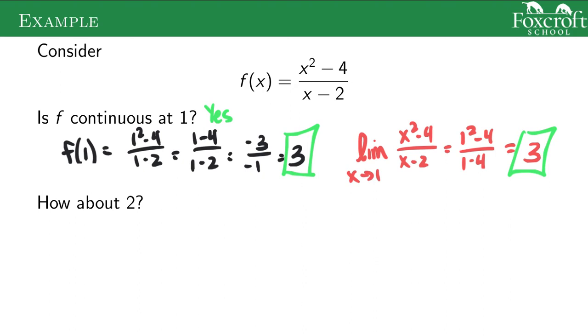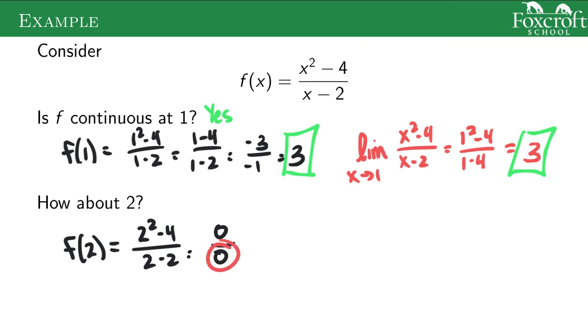How about x equals 2? The first thing we have to do is figure out f of 2, which is when we plug 2 in. Here we get a 0 in the denominator. We know we can't divide by 0, so f of 2 can't exist, because there's no way I can plug 2 into this function. I'd be dividing by 0. So already that first part of the continuity definition is not true. Is it continuous at 2? No, because we have to be able to plug in the value for f of 2 to exist.